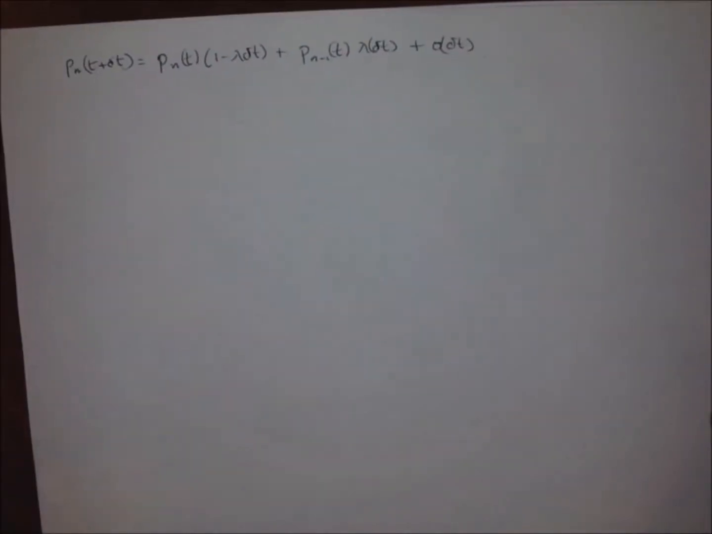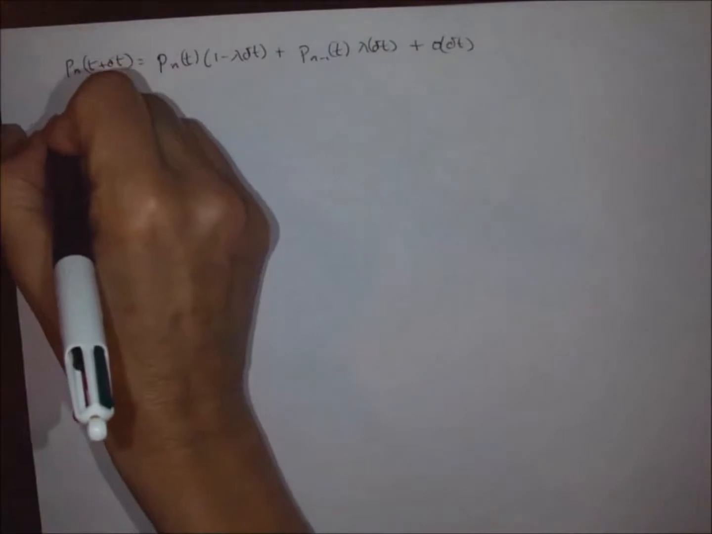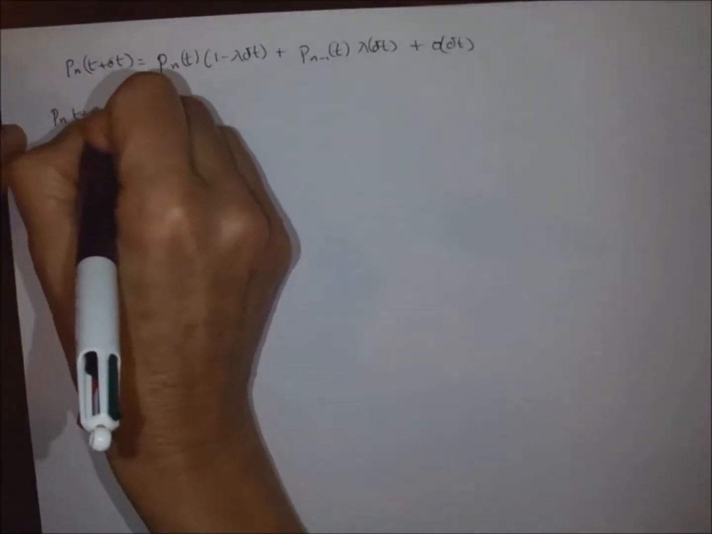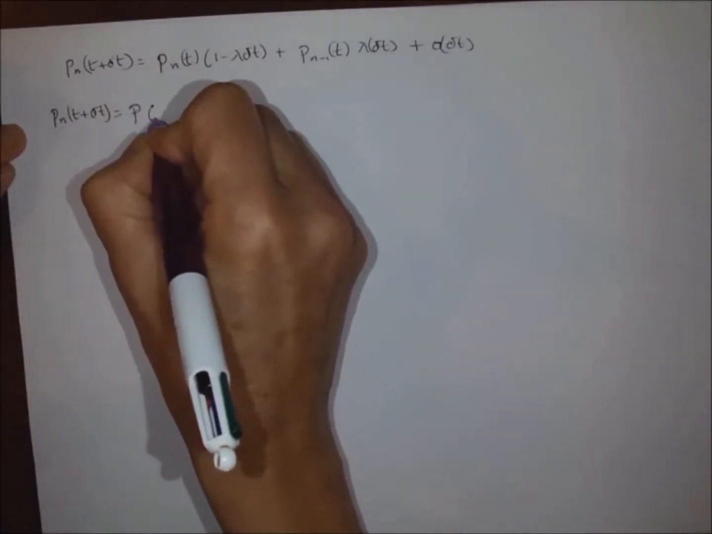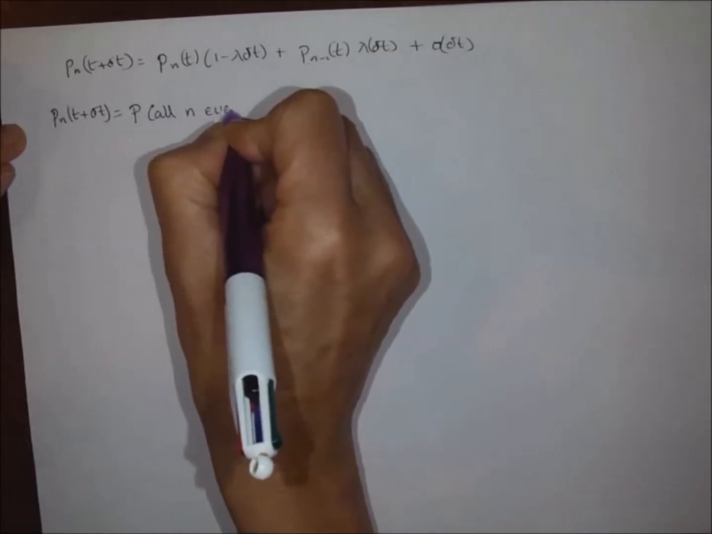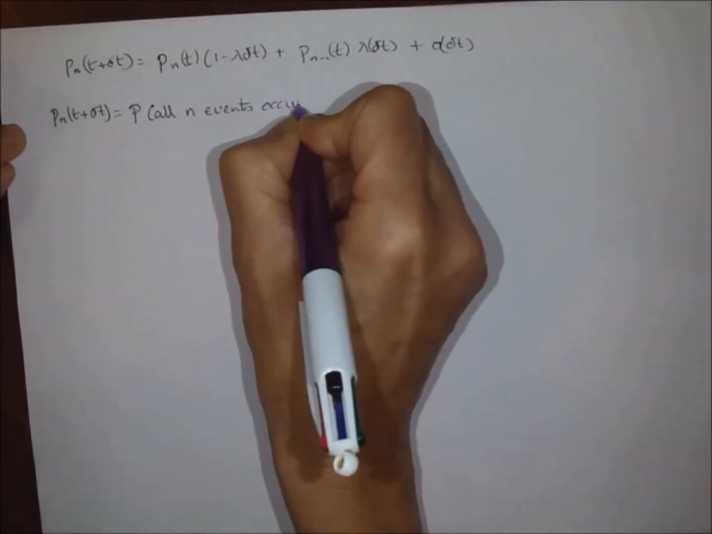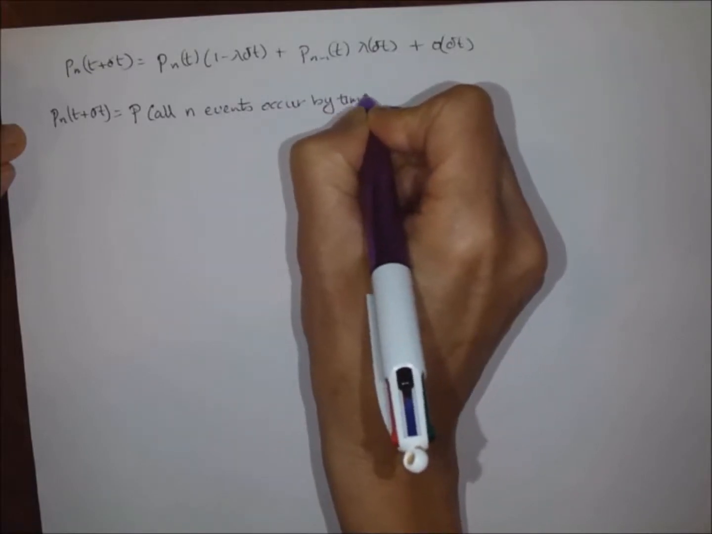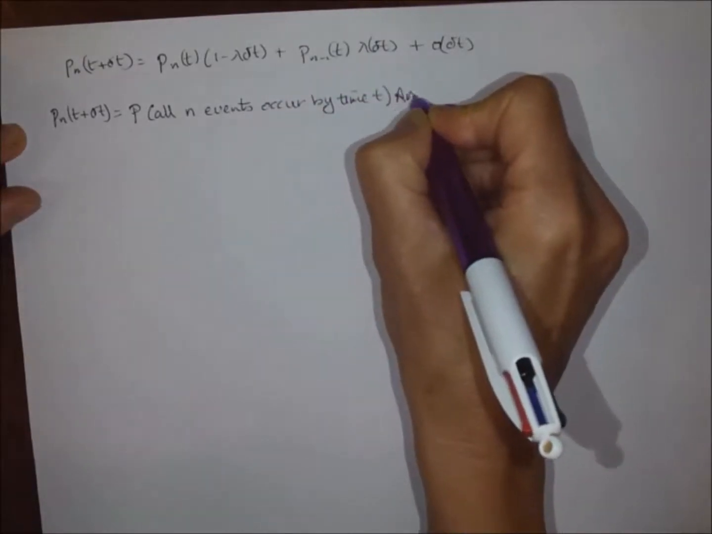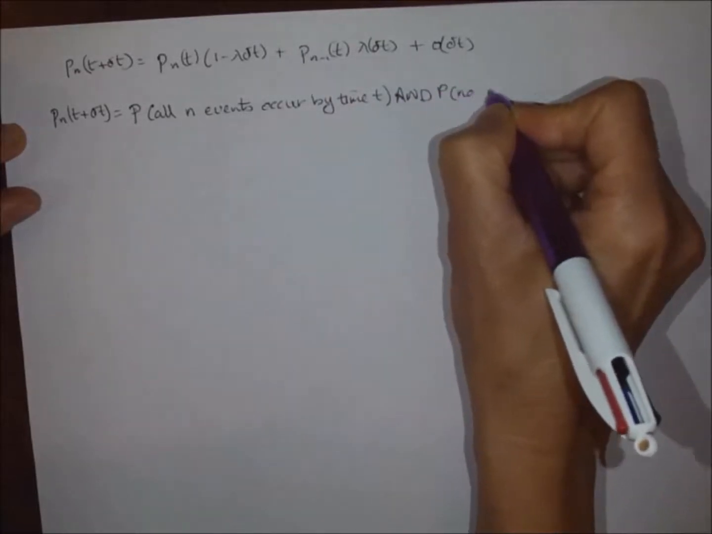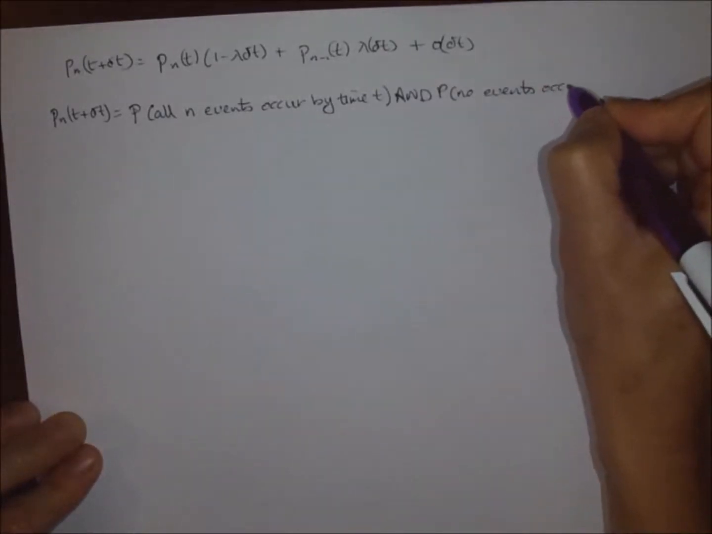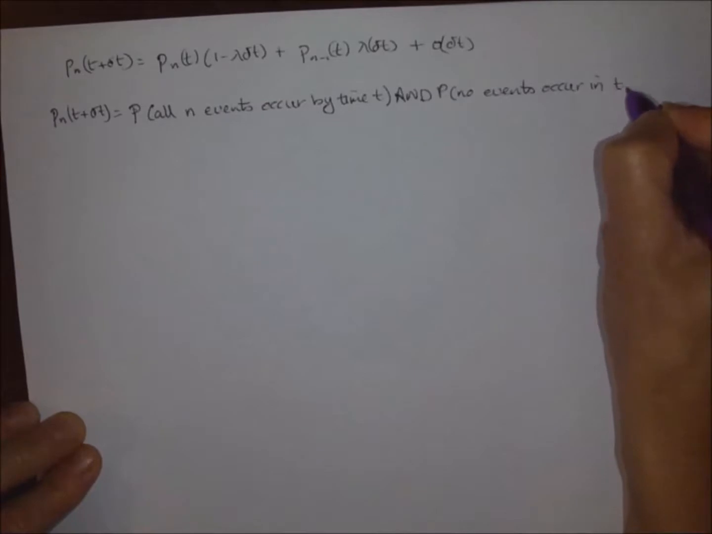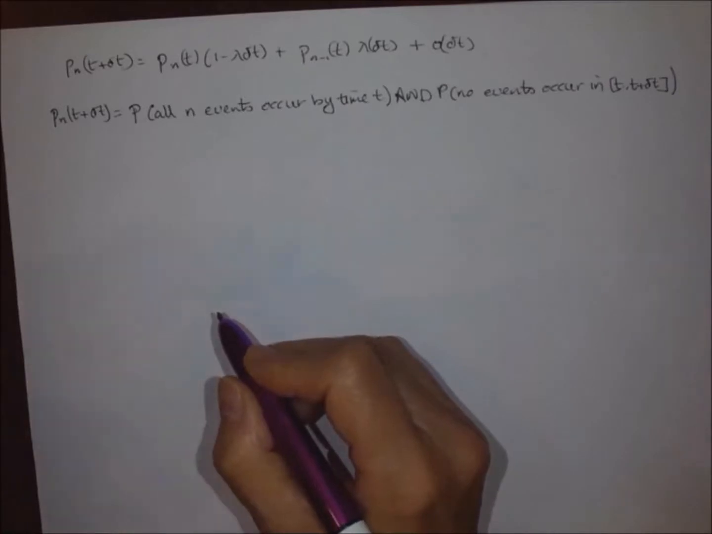Right, we'll do this in words. So the probability that n events will happen by time t plus delta t is equal to the probability that all n events occur by time t, and the probability that no events occur in the small time interval t to t plus delta t.